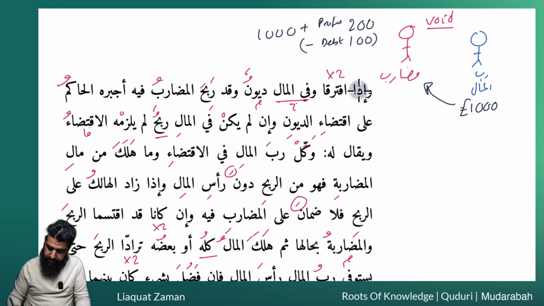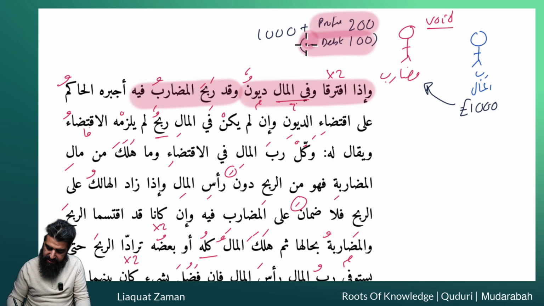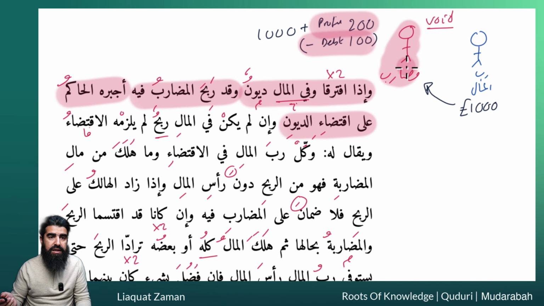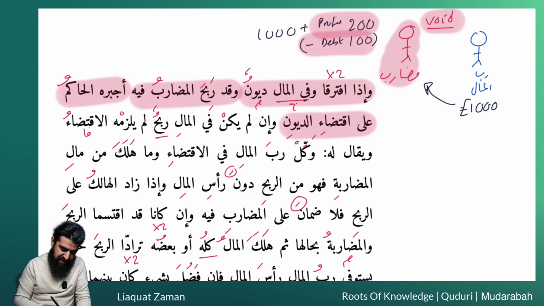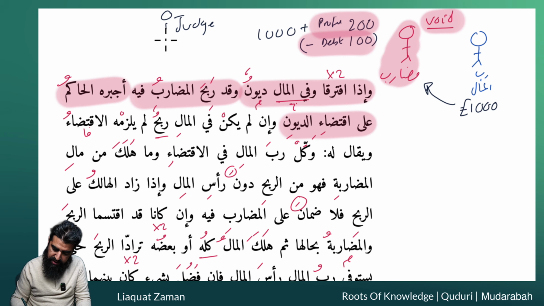So he says, إذا افترقا, when both parties separate, وفي المال ديون, and in the wealth there's some debt, £100, وقد ربح المضارب فيها, and the مضارب has profited, so there's some profit there. أجبره الحاكم على اقتضاء الديون. The judge is going to say to the مضارب, look, you've got to pay off the debts. You voided the contract, but you need to pay off the debts before you can go ahead with anything else. All right, so this is if there is a debt. So the judge will actually say to him, all right, so let's draw the judge over here, Judge Saab. Judge Saab is going to say, well, you've got to pay off the debt.